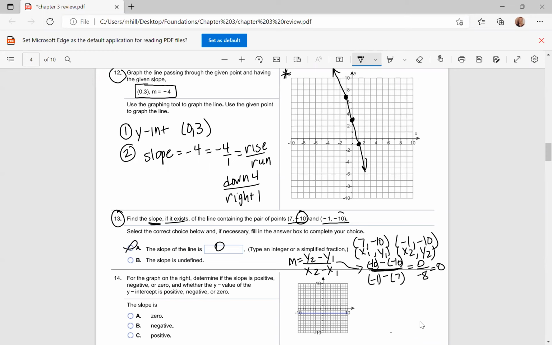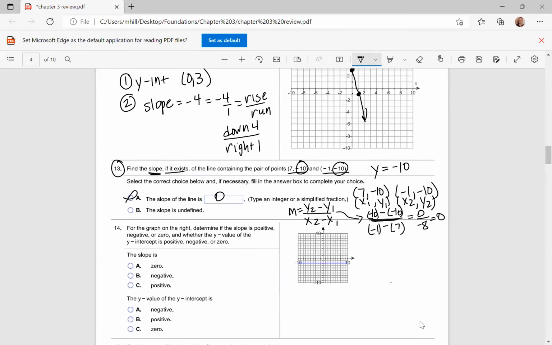I'm noticing that both of the y's are -10. So that means the equation of the line is y equals -10, which also told me that the slope is going to be 0.